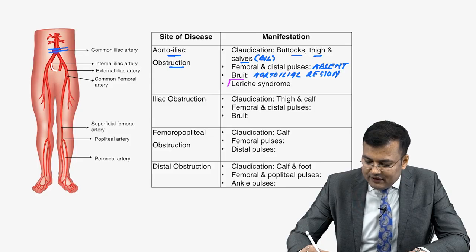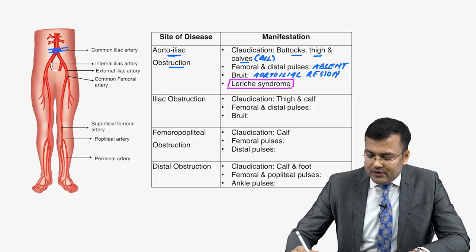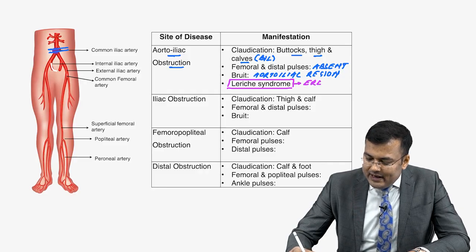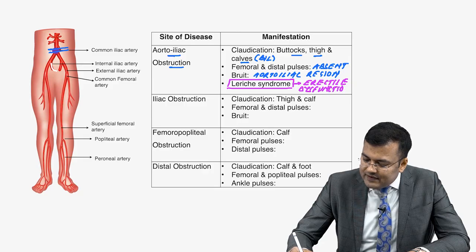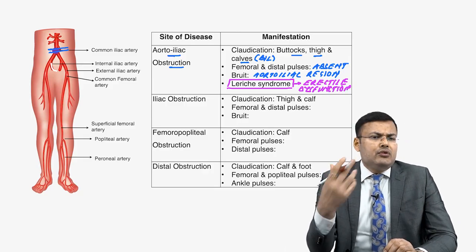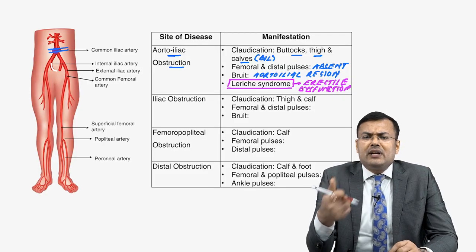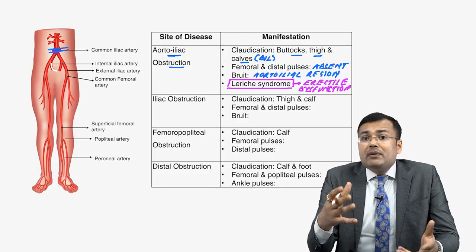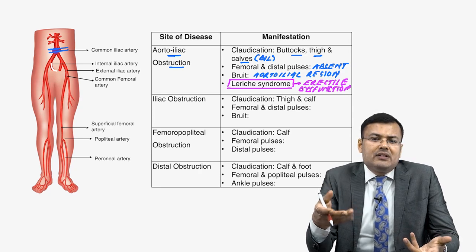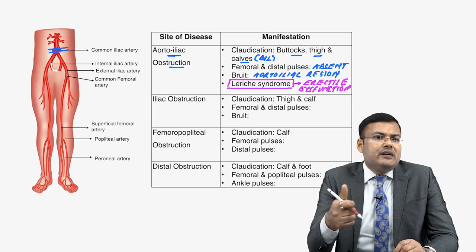And guys, this is one of the very important questions. What is the name? Leriche syndrome. So this is erectile dysfunction. Right? So one of the common causes of erectile dysfunction is atherosclerosis, and you know, smoking is a risk factor for atherosclerosis, right? So people who have this erectile dysfunction, that is impotence, are not able to penetrate the vagina.